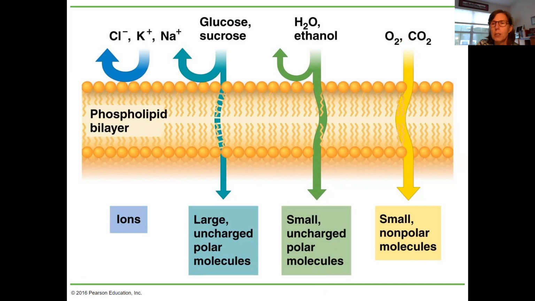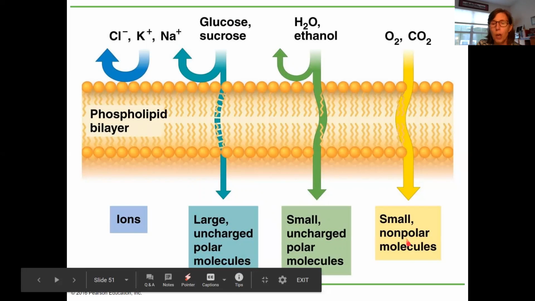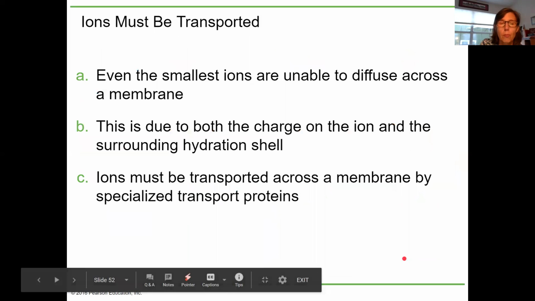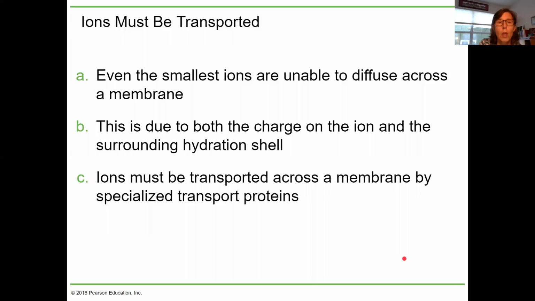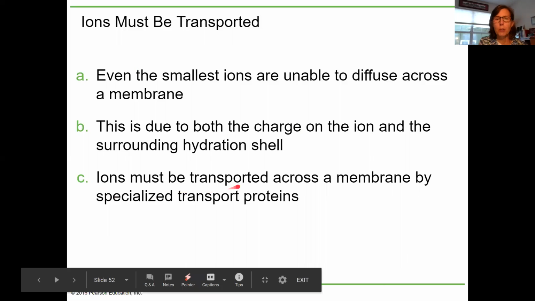And oxygen and CO2 are typically able to diffuse through. They're small nonpolar molecules. Okay, so these ions and charged molecules and large proteins and things like that are not able to diffuse across the membrane. So something more targeted has to be present in the membrane to allow those components to cross the membrane. Ions must be transported across the membrane by specialized transport proteins.